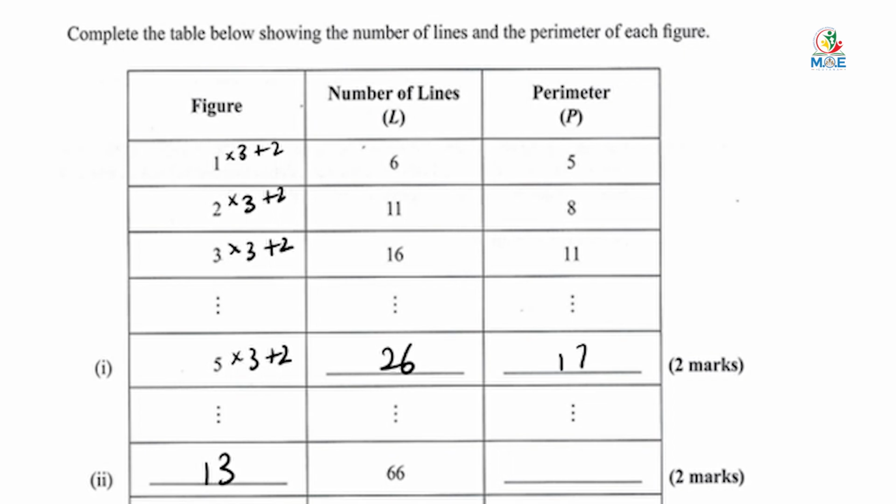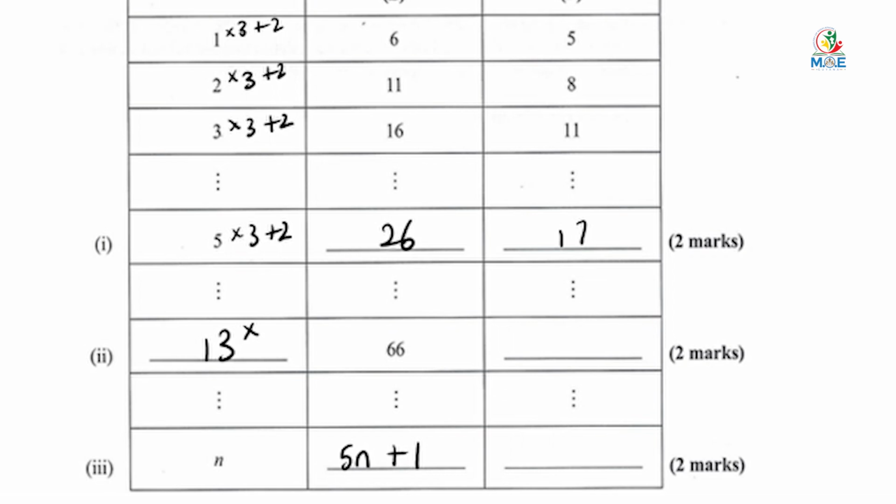So that goes. So I multiply here 13 times 3 plus 2. So 13 times 3 would be 39 plus 2 would be 41. So 41 for here. Then of course for this one I multiplied by 3 and I add 2. So this would be 3 times n, which is 3n plus 2. And that works for there.